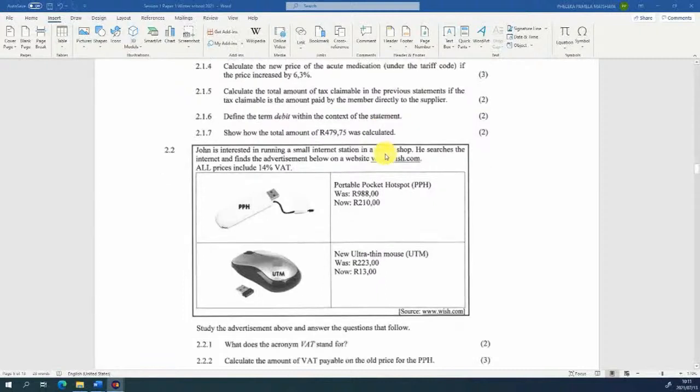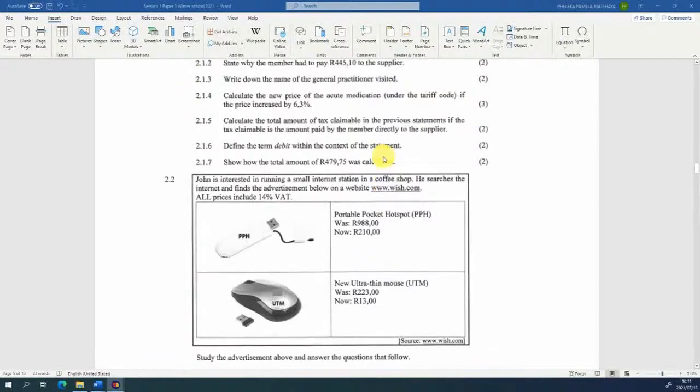Number 2.1.7, show how the total amount of 479.75 was calculated. Show. Again, when you get the word show, they give you the answer already. They give you the answer already. You just need to know how to do the calculations, show how they got the amount of 479.75.